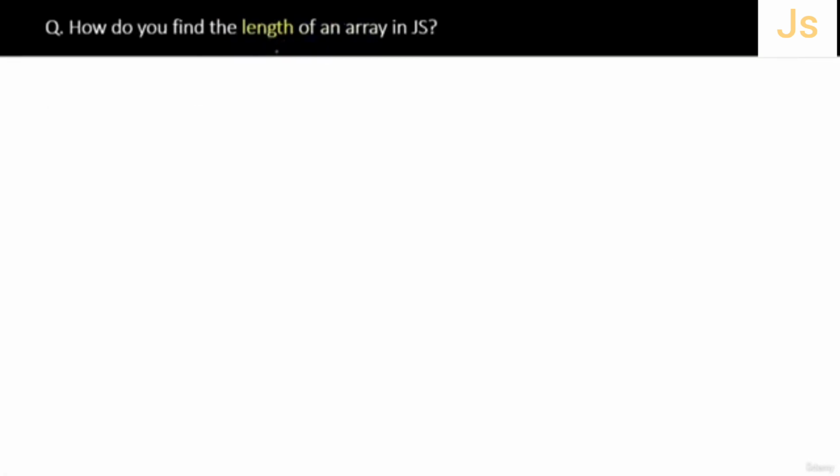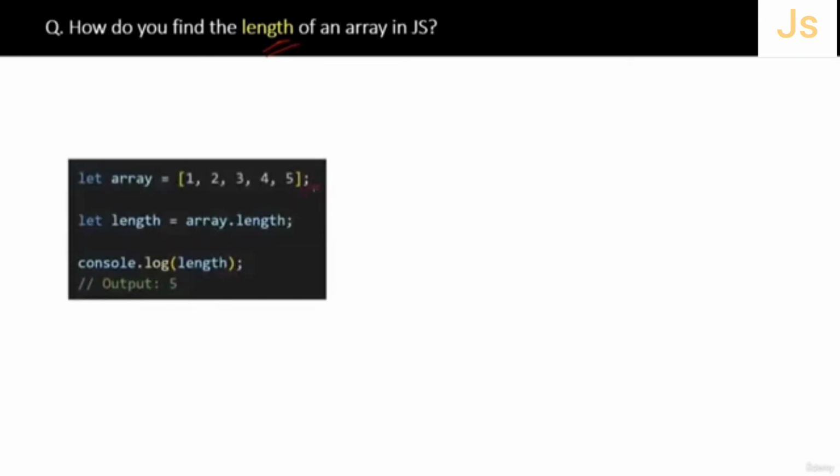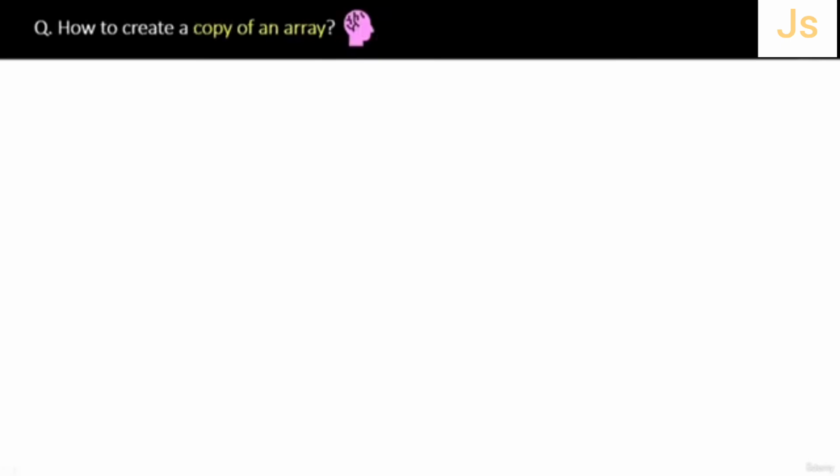Here is a short question. How do you find the length of an array in JavaScript? Here we have an array, and it has a length property. Okay, this property will get the number of the elements in the array, which is 5 in this case. The answer is the length property returns the number of elements in the array, and that's the way to count the number of the elements in the array. That's it.